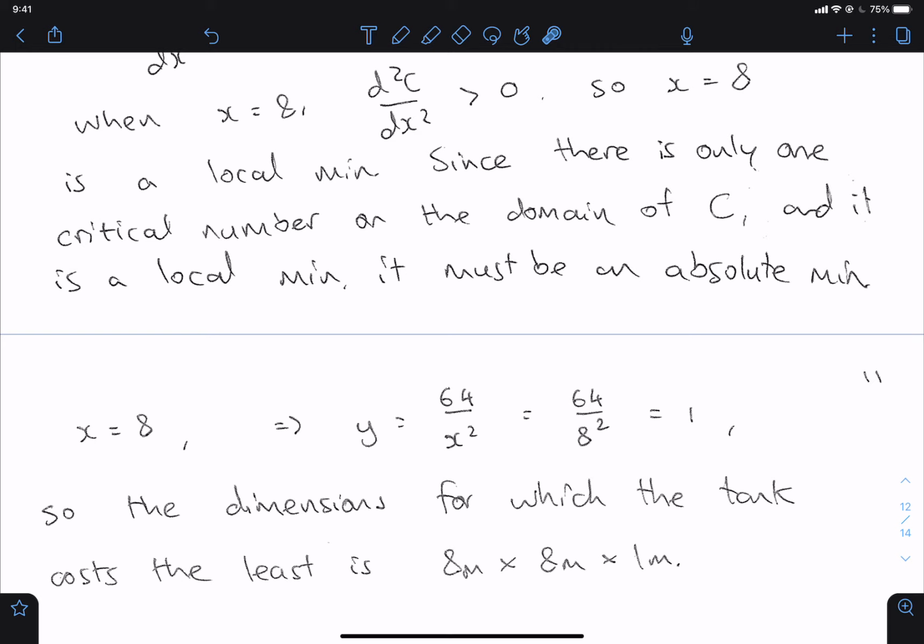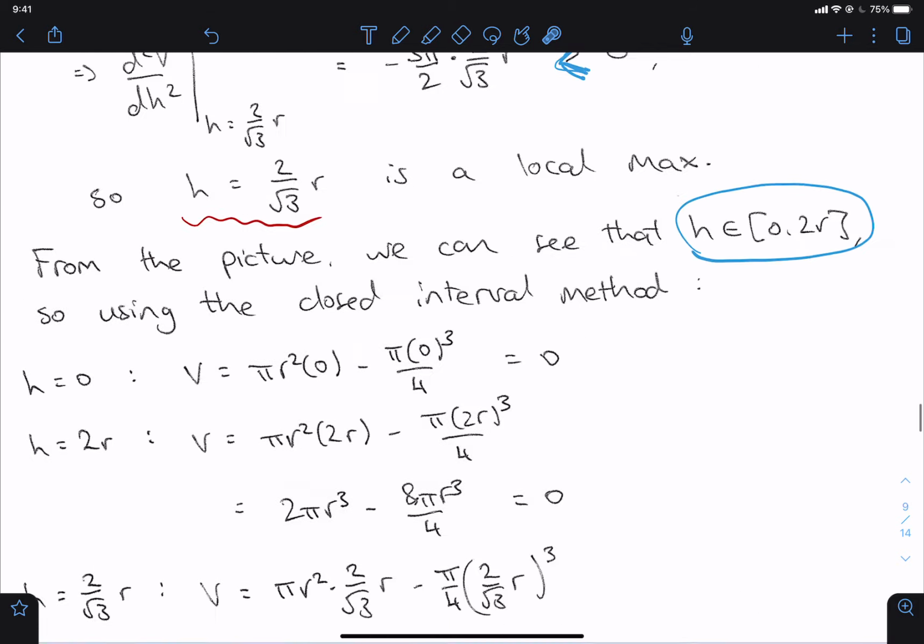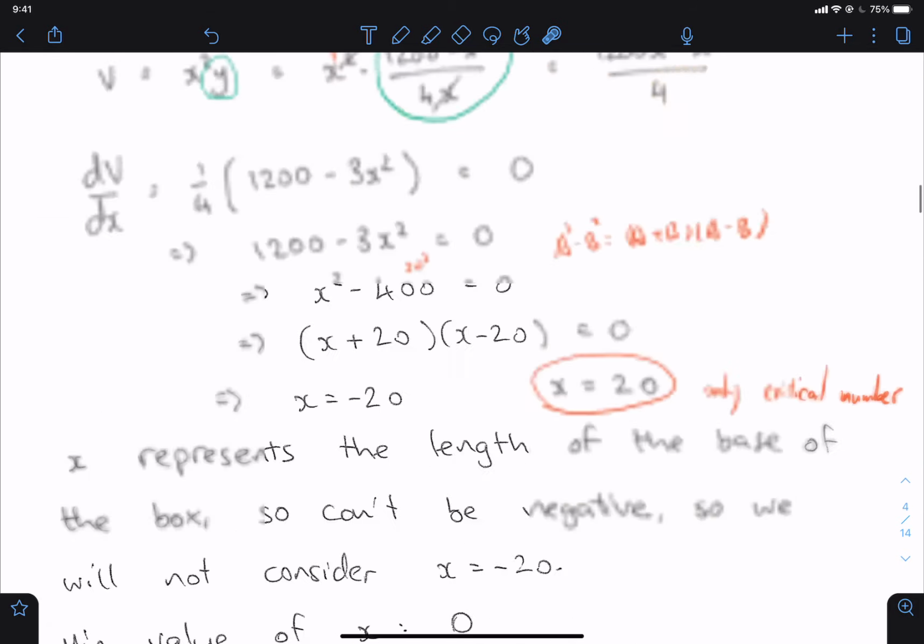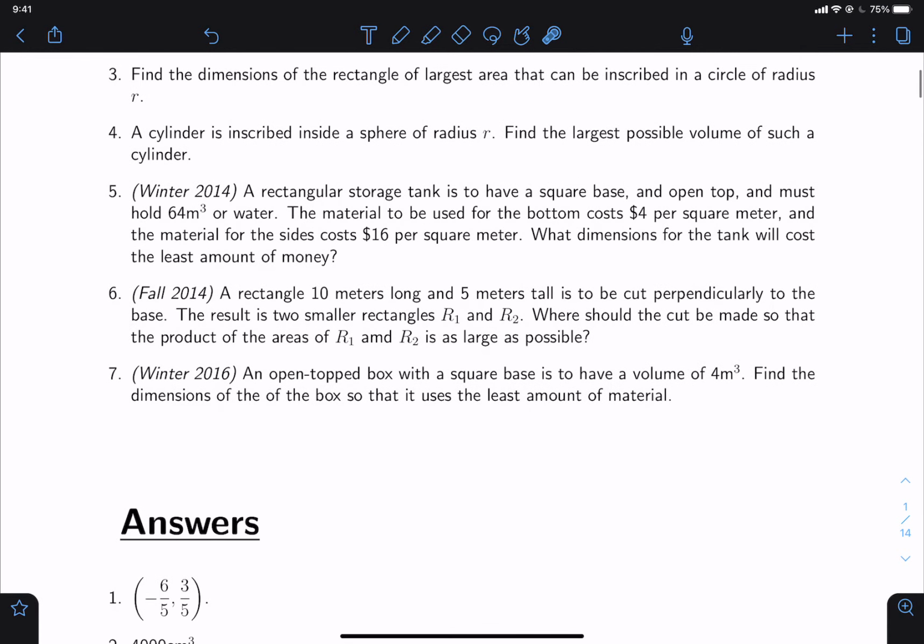Any questions? I think we're in good shape, so we can move on to the next.